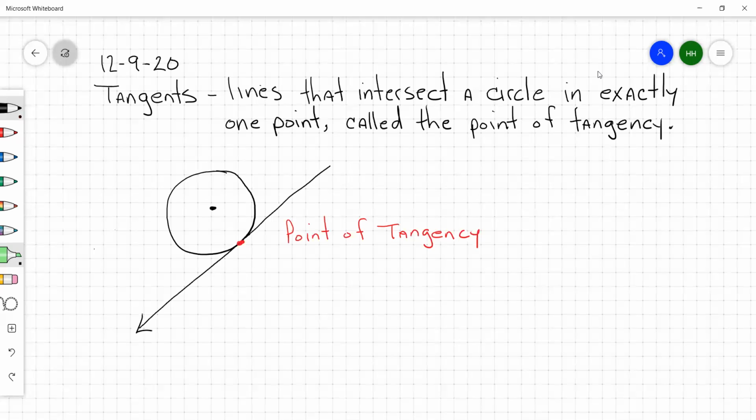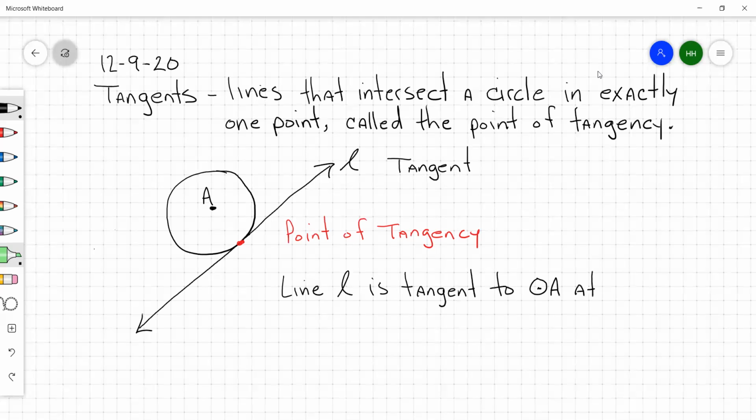This line L would be called a tangent. All right, if this was point A here as the center of the circle, you could say line L is tangent to circle A at B, or point B.